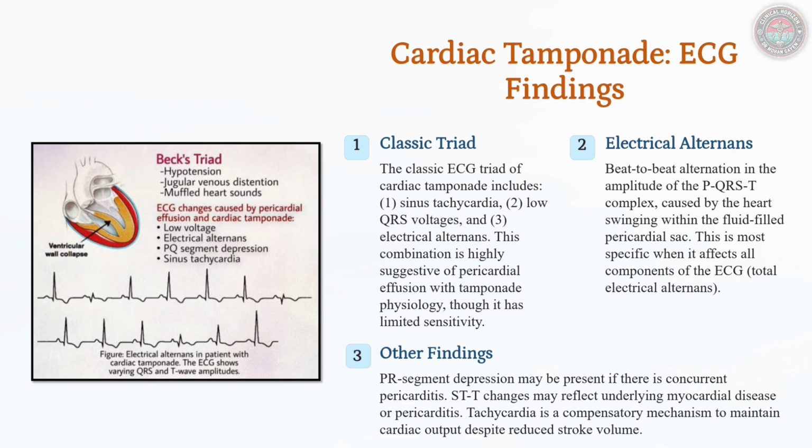Cardiac tamponade, ECG findings. Cardiac tamponade, a life-threatening condition resulting from excessive pericardial fluid accumulation, leads to compression of the heart and impaired diastolic filling. The ECG hallmark is electrical alternans, characterized by beat-to-beat variation in QRS amplitude, reflecting the heart's swinging motion within the effusion. Low QRS voltage is frequently present, along with sinus tachycardia due to compensatory mechanisms. Prompt recognition of these ECG findings, coupled with clinical assessment, necessitates urgent echocardiography and pericardiocentesis to relieve hemodynamic compromise.